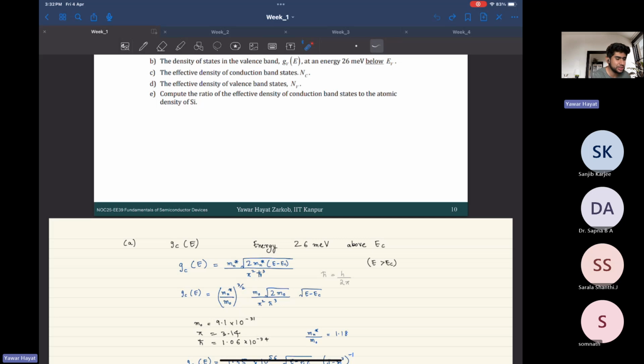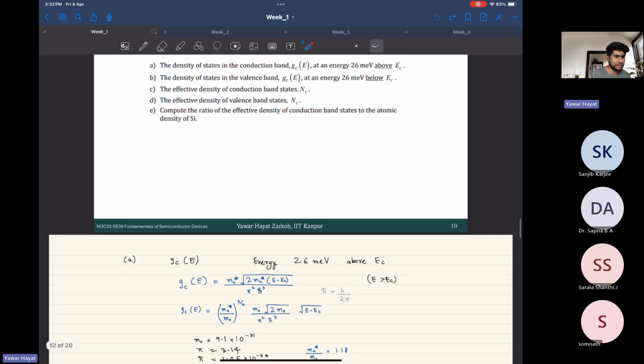It could be that you had used Planck's constant instead of reduced Planck's constant or something similar. But this is dimensionally what you will get for GC of E. What is this? This is the density of states in the conduction band, GC of E, and this is valid for E greater than EC. Here h bar is h by 2 pi.